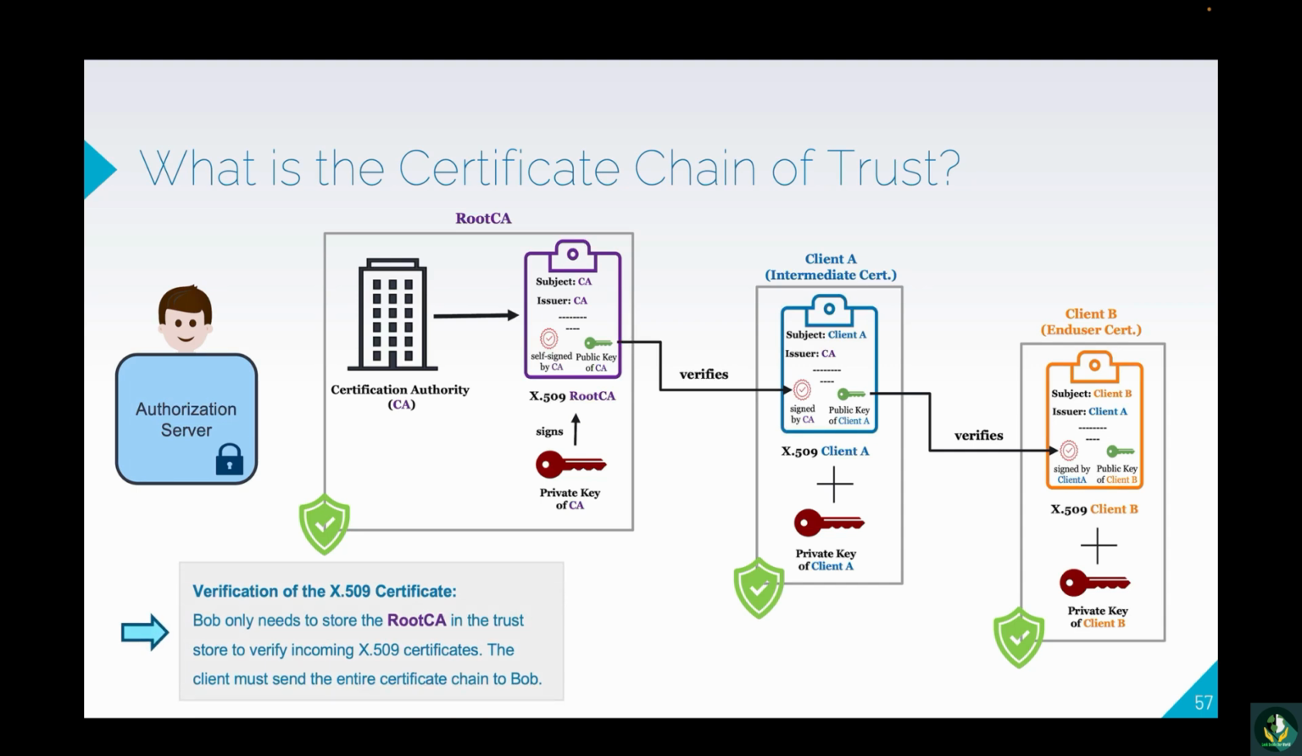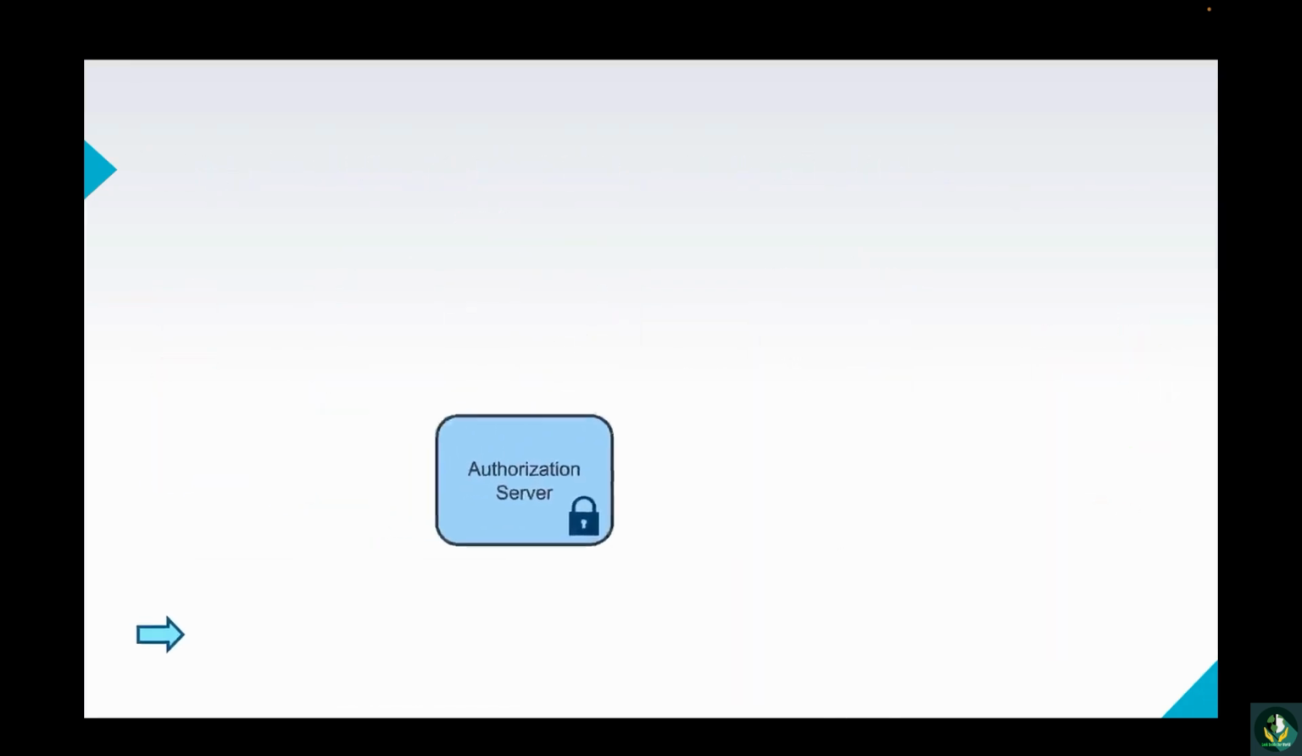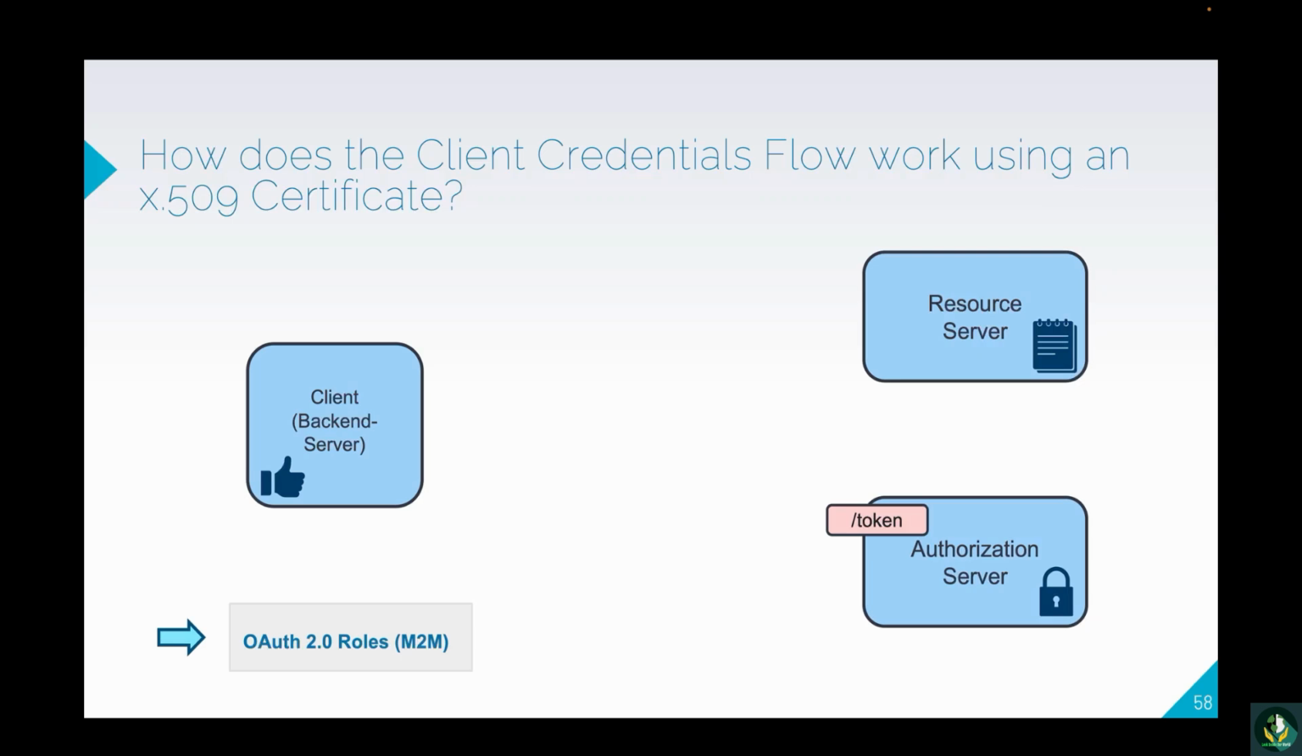So for the verification of an X509 certificate, the authorization server only needs to store the root CA in its trust store to verify incoming certificates. The client must send the entire certificate chain to the authorization server for successful verification. Now that we have covered these fundamentals, let's move on to see how this process works in detail.